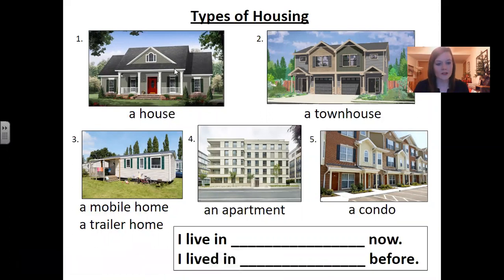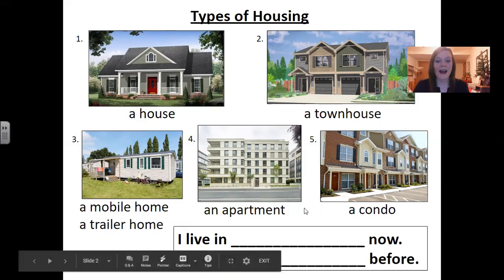So remember, a house is for usually one family. A townhouse is like 2 houses or sometimes even 3 or 4 houses put together, and a different family lives on each side. A mobile home is all one level and it can be moved. An apartment, you have to pay rent every month. And a condo is similar to an apartment, but you can buy a condo, so you don't have to pay rent.